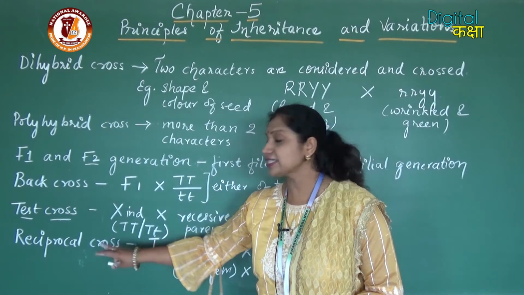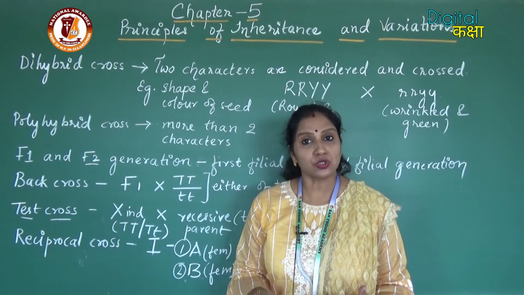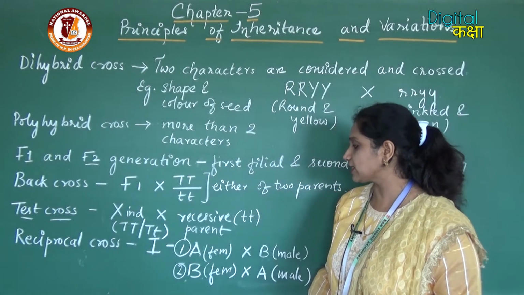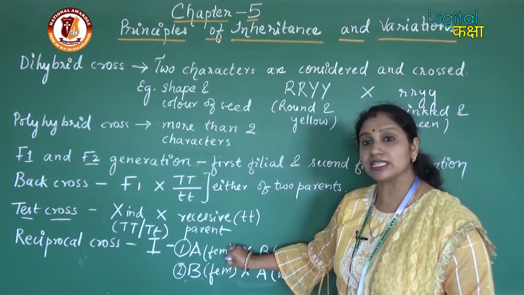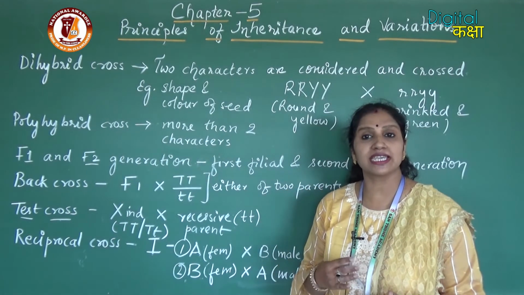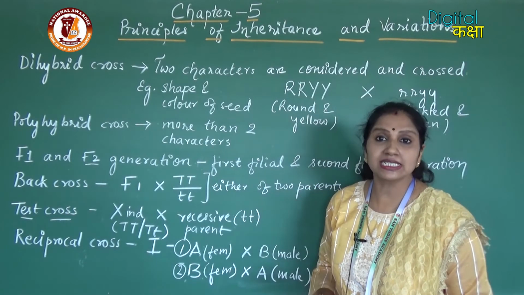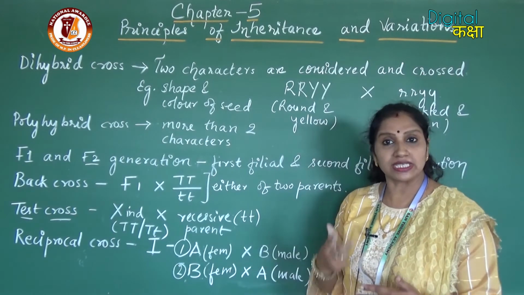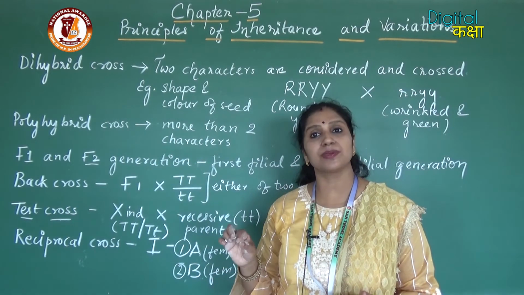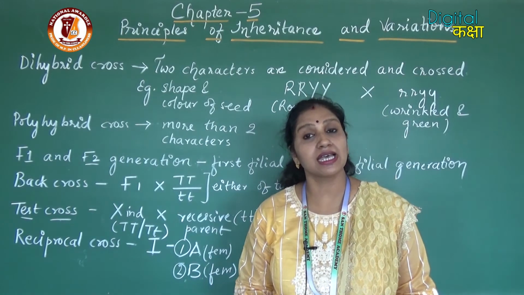So the next cross is the reciprocal cross. Reciprocal means reversing the sexes. So here we will be performing two crosses by reversing the sexes. Let us see how we do that. In the first cross you can see that we have taken a plant A which is considered as female, and we have taken another plant B which is considered as the male plant. How do we take the male and female plant? In case of the male plant, we take the pollen grains from that plant and dust them on the stigma of the female plant. So the plant from which we take the pollen grains is considered the male plant, and the plant on whose stigma it is dusted is considered the female plant. So this one cross we will perform and we will get the resultant offsprings.